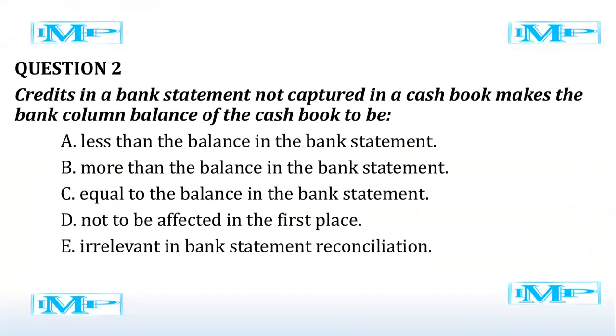Question number 2. Credits in a bank statement not captured in a cash book make the bank column balance of the cash book to be A, less than the balance in the bank statement, B, more than the balance in the bank statement, C, equal to the balance in the bank statement, D, not to be affected in the first place, E, irrelevant in bank statement reconciliation.